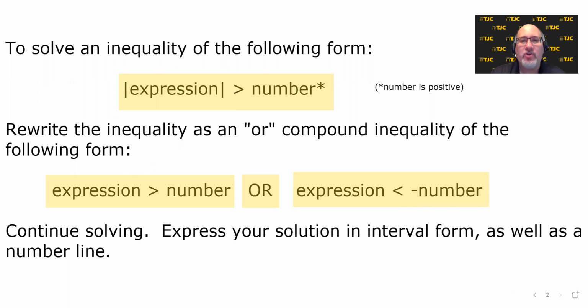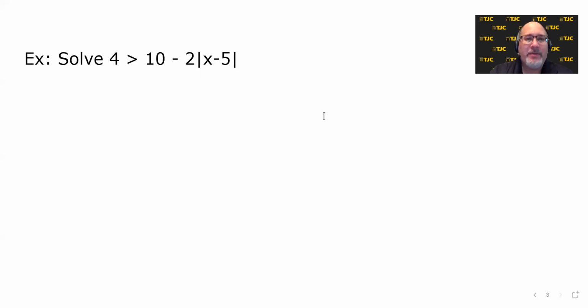All right. So we're going to take a look at an inequality that's not in this form, but we're going to get it in that form and then solve it. So it's really not that difficult. You can probably figure out how it's going to go. Example, solve 4 is greater than 10 minus 2 times the absolute value of x minus 5.